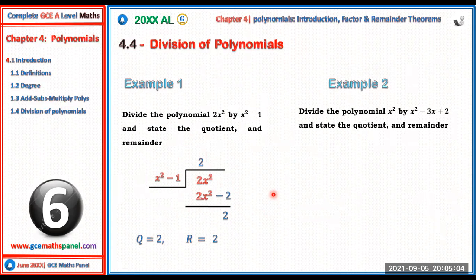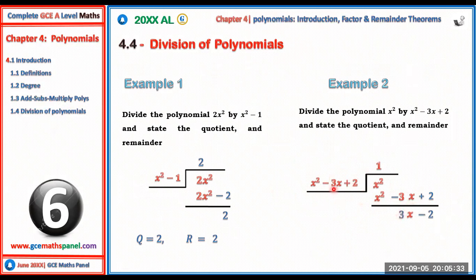So let's divide that by that and state the quotient and the remainder. So we go by long division. x squared divided by x squared gives us 1. 1 times all of this divisor will give us x squared minus 3x plus 2. Now we subtract. x squared minus x squared is 0. 0 minus minus 3x is 3x. And 0 minus plus 2 is minus 2.